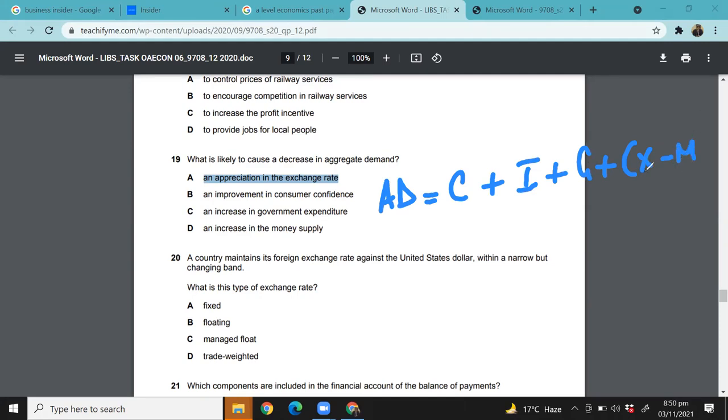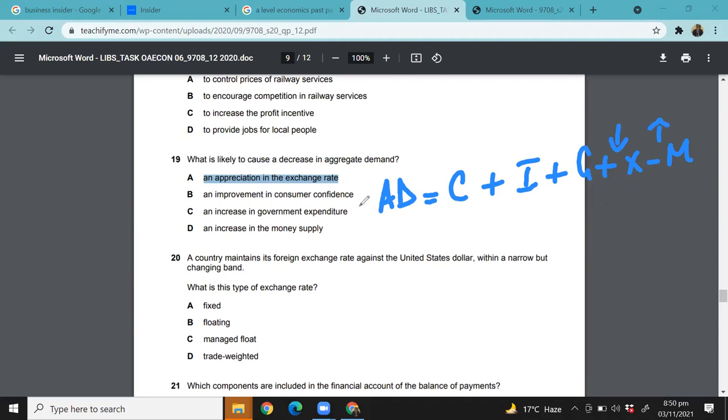Think about this. So X minus M. When your exchange rate appreciates, your exports become less price competitive because your products are becoming expensive for foreign consumers. So your exports will go down. And since imported goods are becoming cheaper for you, your imports will go up.